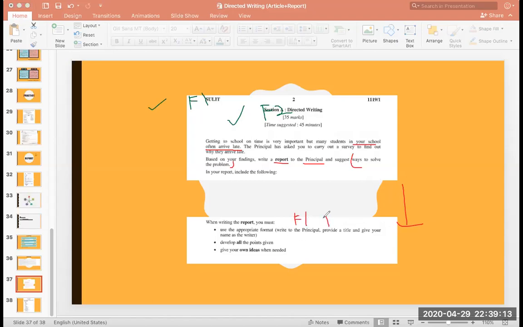Provide a title, format 2, and give your name as the writer. So you know in your answer, you have to do this one, you have to do this one, you have to do this one. Barulah kamu akan dapat 3 markah. For format, for full format point. Okay, like I said, it's either 2 points or 3 points.